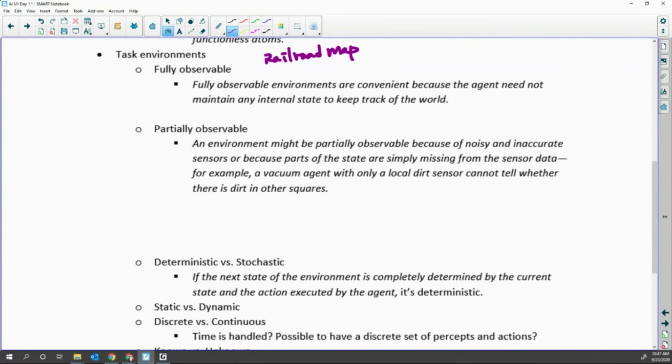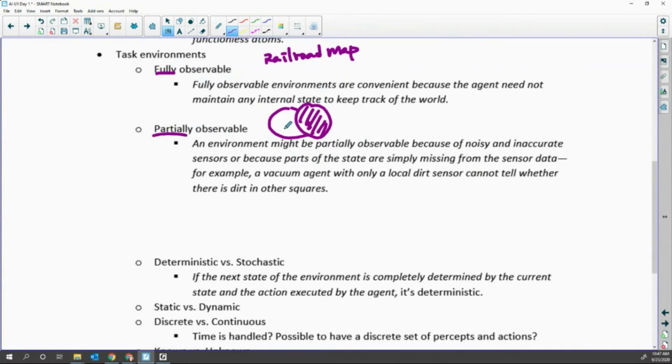We already know the whole map, so we already know which city to which city the railroad will go. So that is fully observable. How about partially observable? It means some part is not really sure. Some part is observable, and then there is some unknown part.